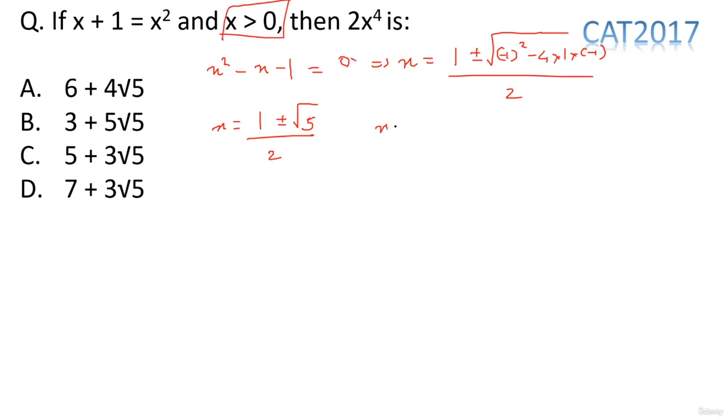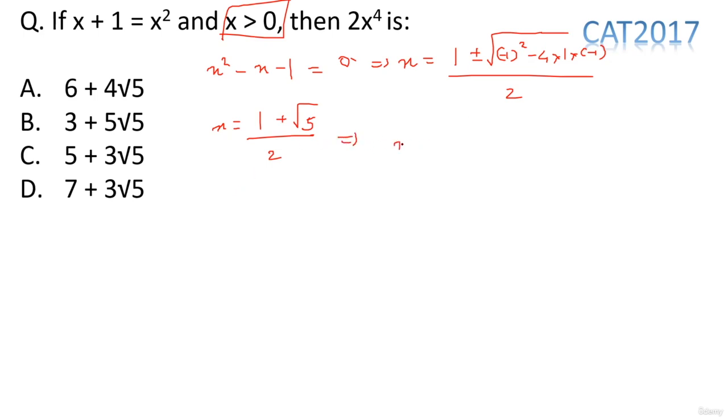But if you take x is equal to 1 minus root 5 upon 2, this part will be negative. Root 5 is approximately 2.3. So this part is negative, right? So this is ruled out. We cannot have a negative value of x. So the only possible value of x is 1 plus root 5 divided by 2. That gives you x is 1 plus root 5 upon 2.